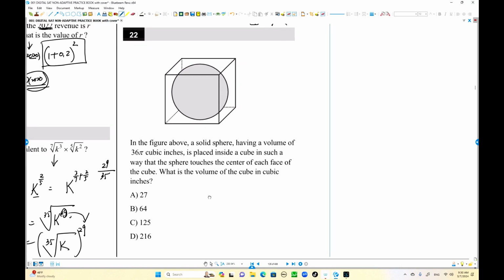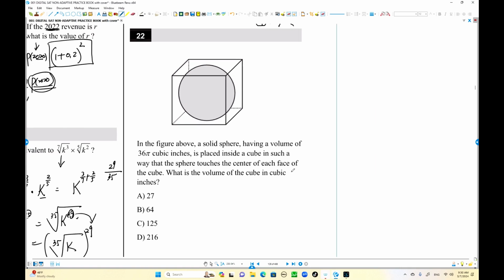Here is number 22. We have a sphere inscribed inside a cube. You can see it over here, placed inside. The sphere touches the center of each face and the base of the cube, right? What is the volume of the cube? We need the dimensions over here, right? Each dimension, width, length, height, they are all equal.